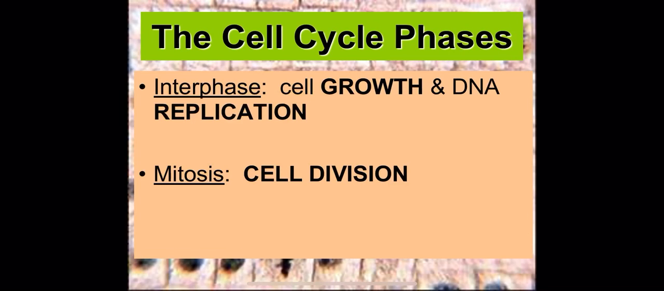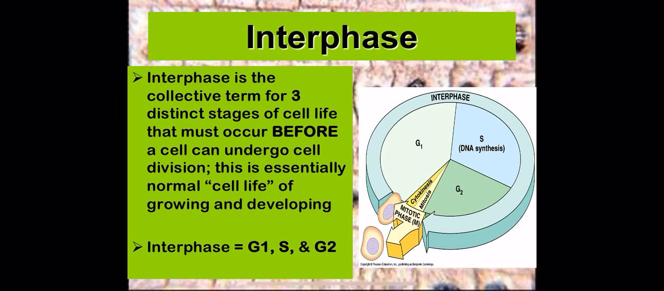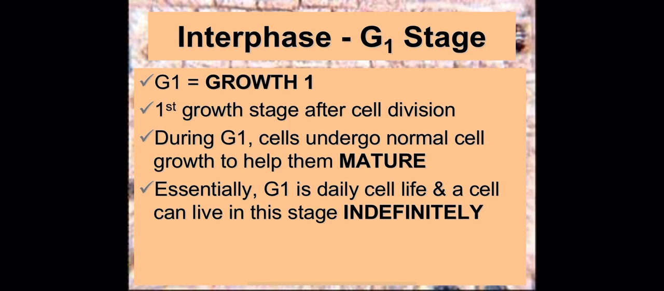cells. So in my interphase, we talked about it. It's growth and replication. Mitosis is cell division. But within my interphase, there are 3 phases. So interphase is the collective term, but within interphase, we have G1, S, and G2. So your G1 phase stands for growth 1. And growth 1 is normal cell life.